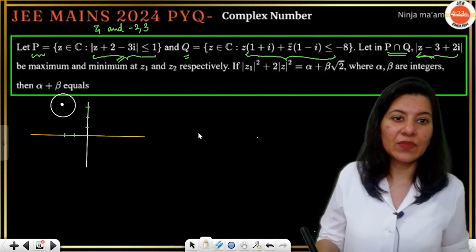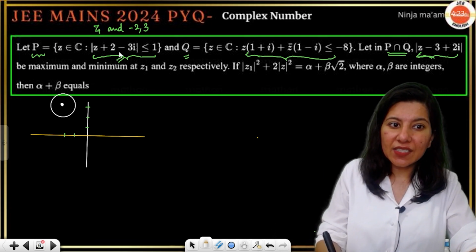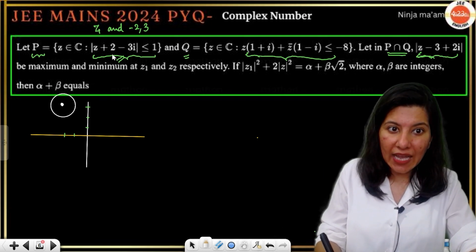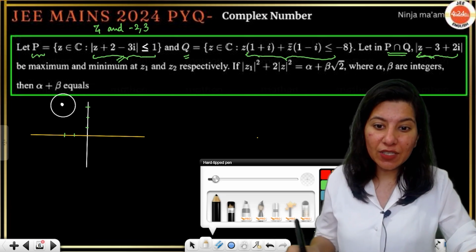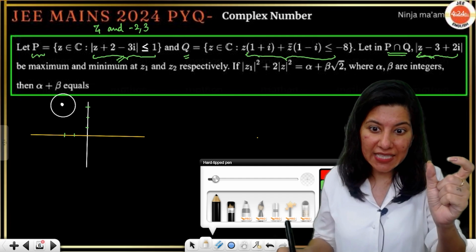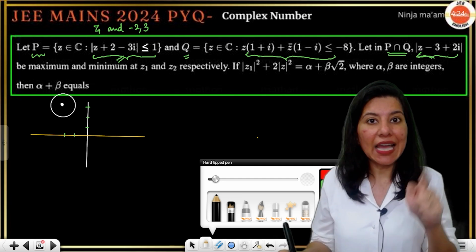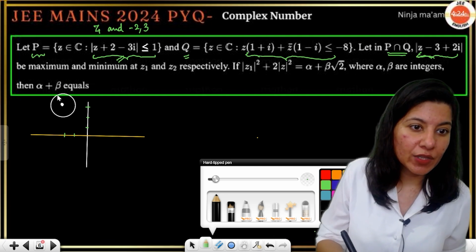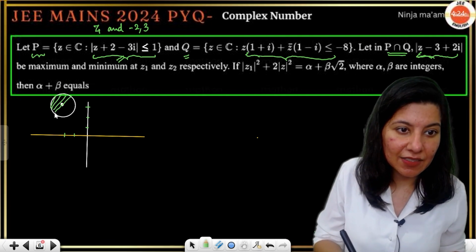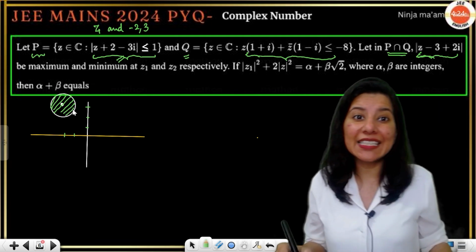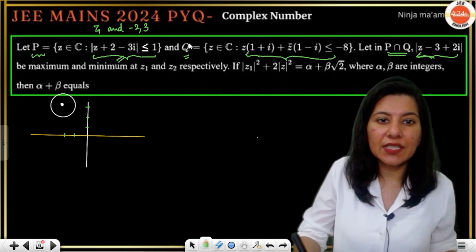Correct? Okay. So now the distance between Z and minus 2, 3 is a circle whose radius is 1. And now we are looking for less than or equal to. What does that mean? The region which this P set will have is nothing but on the circle and inside the circle. This is the region, because the sign is less than. Clear? Okay. All right. What about this Q?